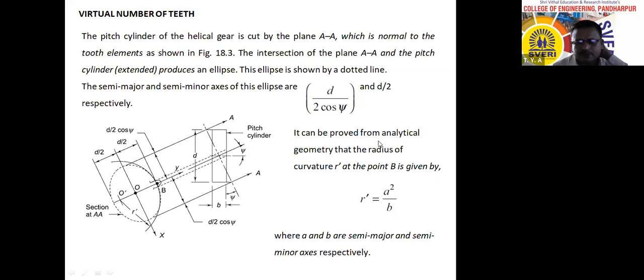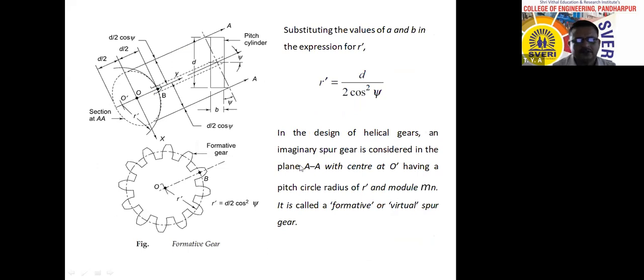Therefore, it can be proved from analytical geometry that the radius of curvature R dash, see that this is the radius of curvature R dash, at the point B is given by R dash is equal to A square upon B, where A and B are the semi-major and semi-minor axis respectively. Again, in the same diagram, substituting the values of A and B in the expression for R dash, we get R dash is equal to D divided by 2 cos square psi.